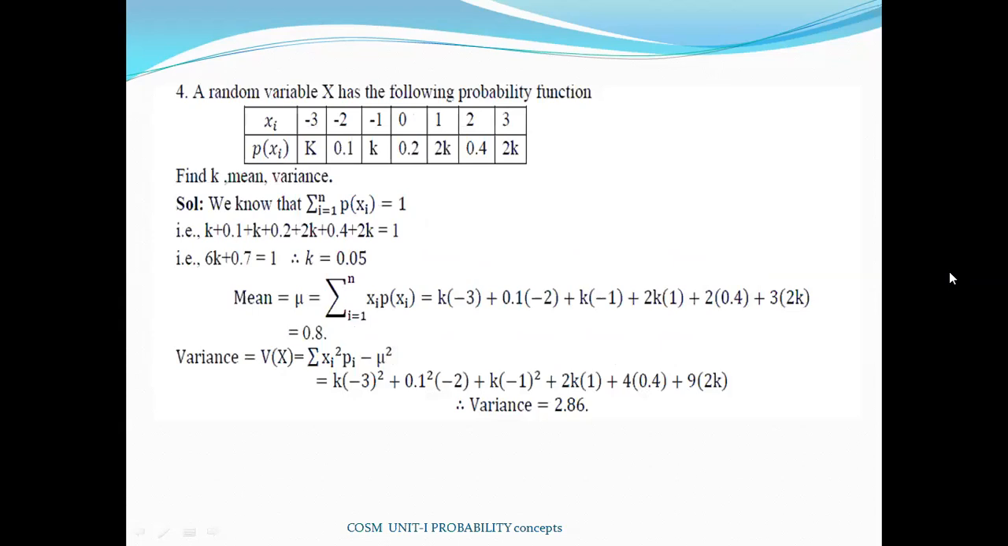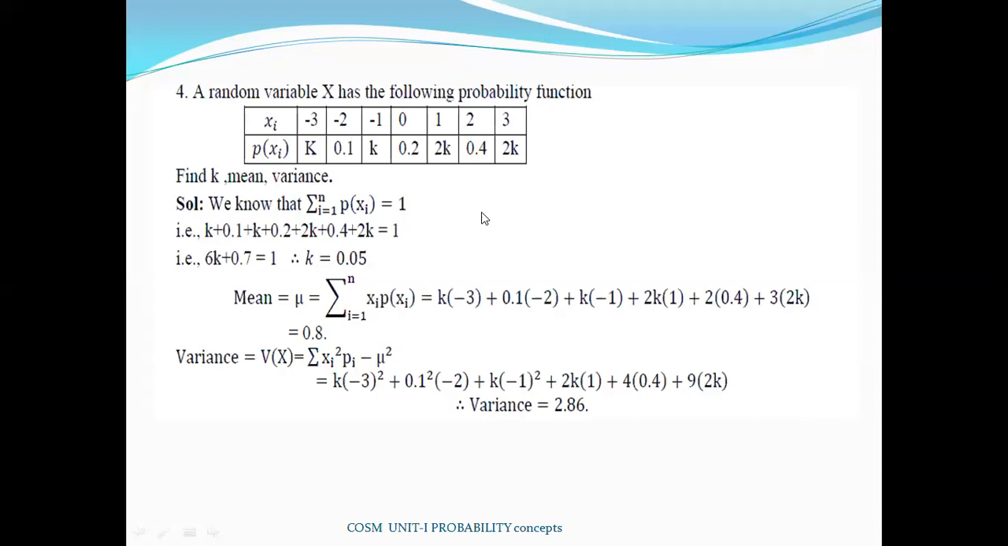Let's see one more problem. Here the probability distribution function is given and we need to find k, mean and variance. So the xi values and p of xi values are given. Xi ranges from -3 to 3, a total of 7 elements, and the probability values are given.